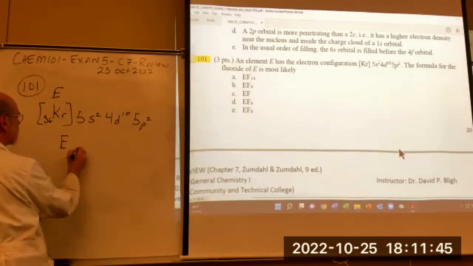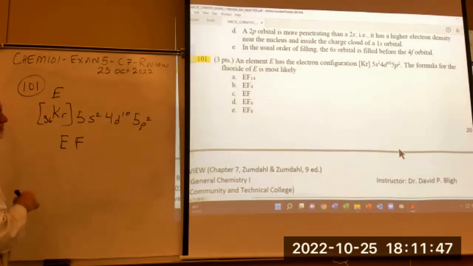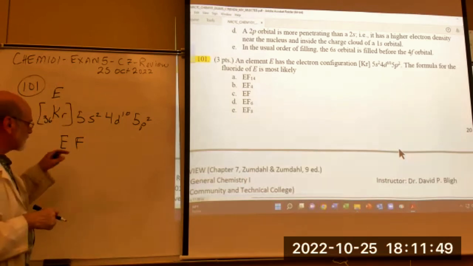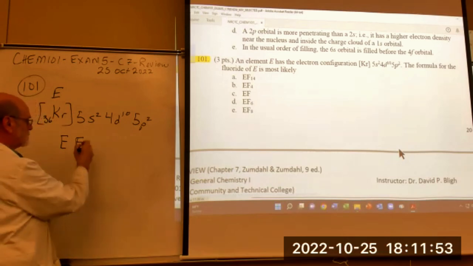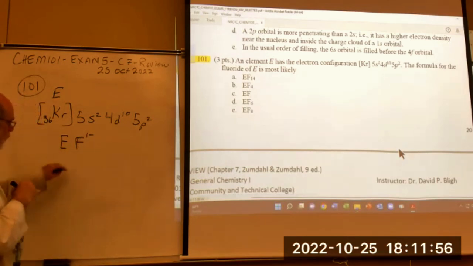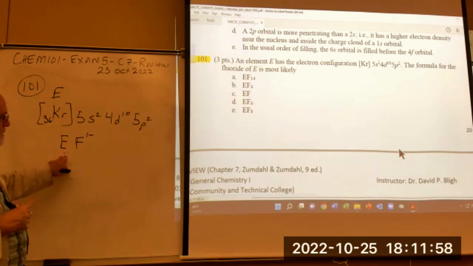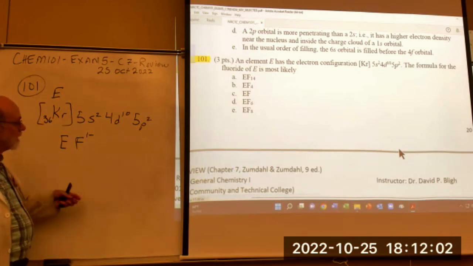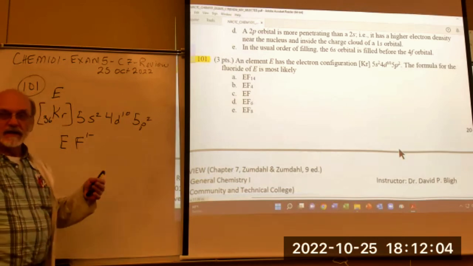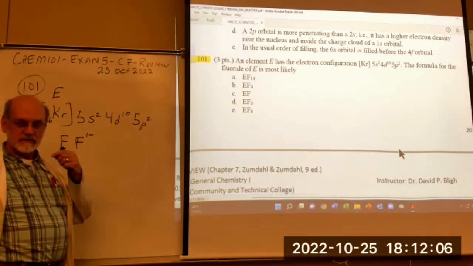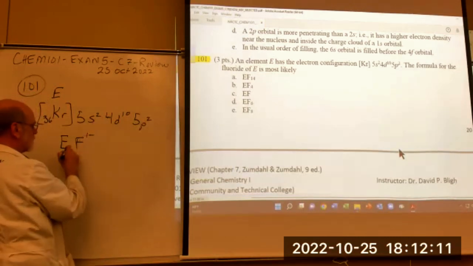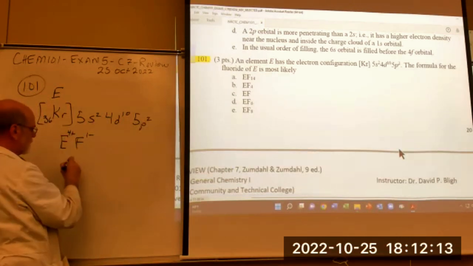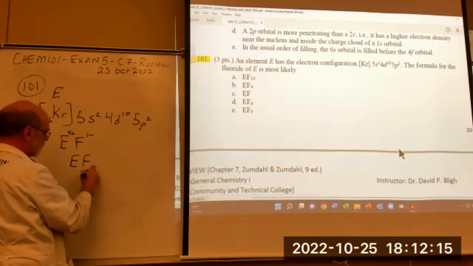So we're going to have E and F, right? What's the charge on F? F is always -1. So what would be the charge of E? Well, most likely, it would give up its valence electrons. These two and those two. So this would be 4+. That means it would be EF4.